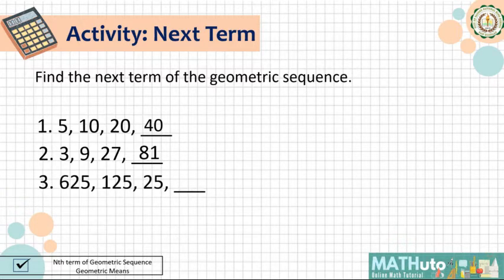Number 3: 625, 125, 25. Let us get the common ratio. 125 over 625, when we simplify it, will come up with 1/5. Therefore, the common ratio is 1/5. Multiply it to the last term given. 25 times 1/5 will give us 5. Thus, the next term is 5.